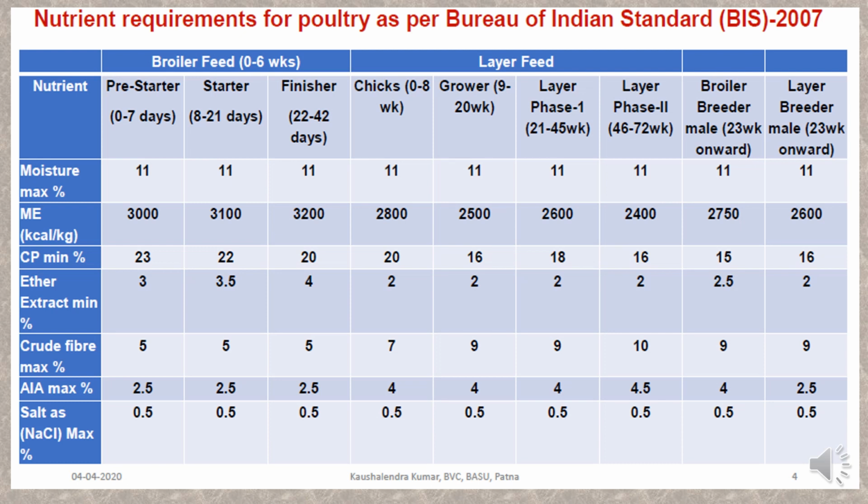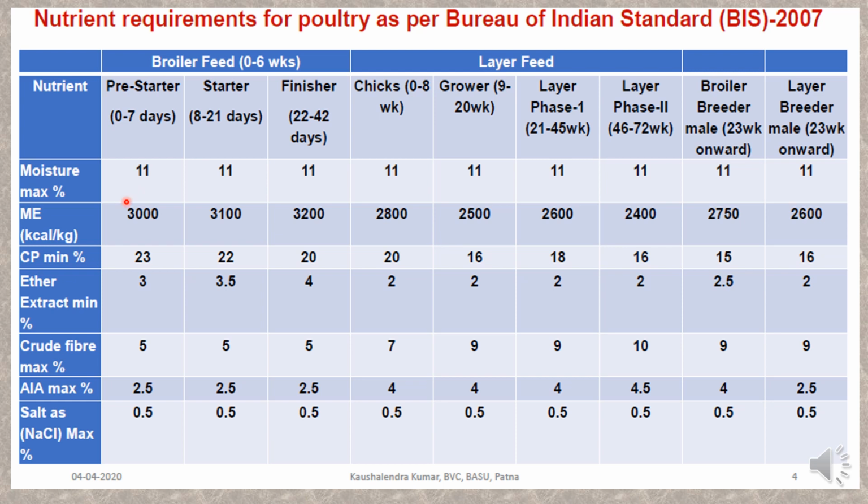This is a summary of what we have been talking about, with an example of the nutritional requirement data obtained from the Bureau of Indian Standards, BIS 2007. It shows the nutrients, then shows the various quantitative accepted data. For example, moisture in the feed should always not be more than 11%.